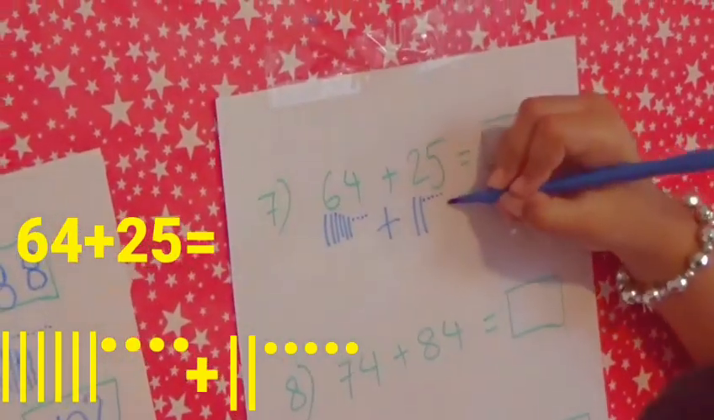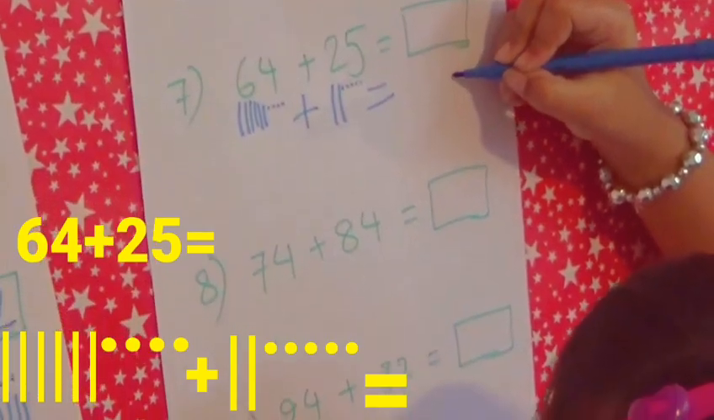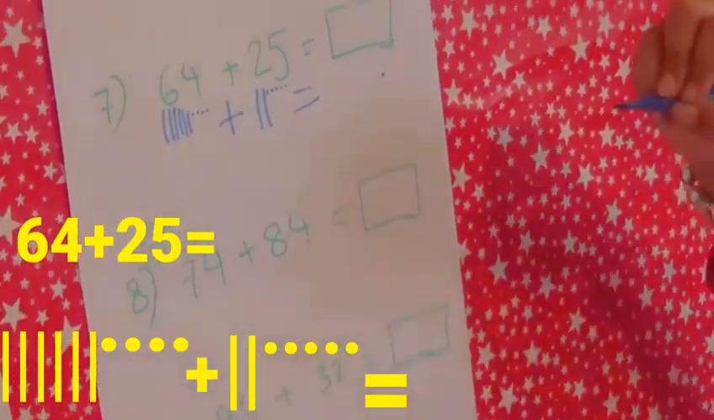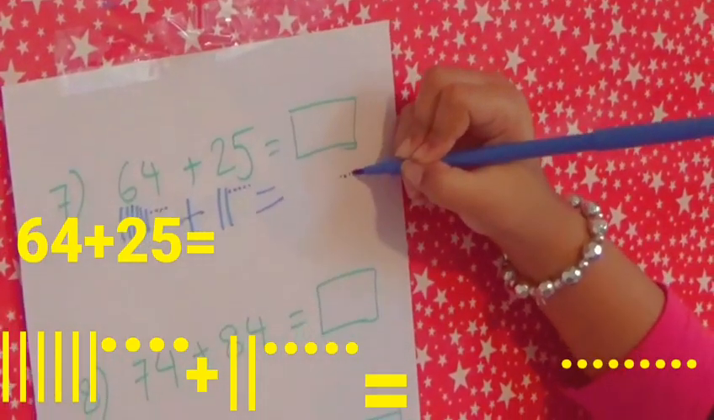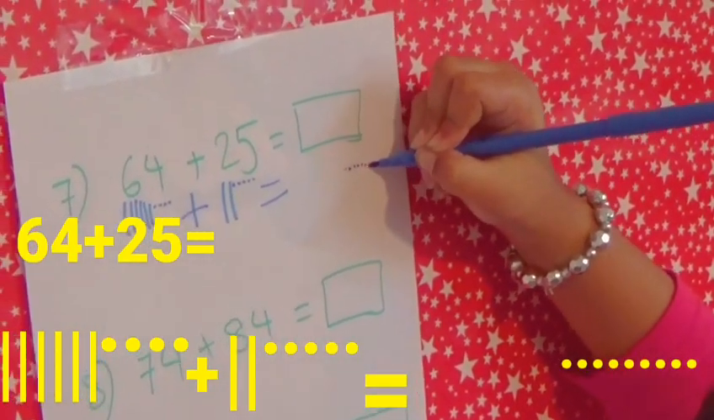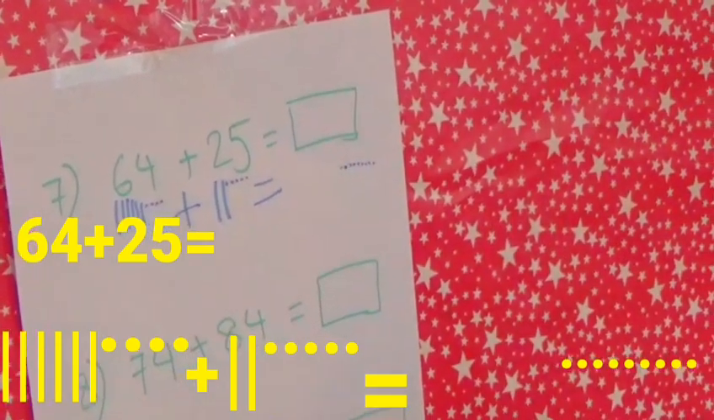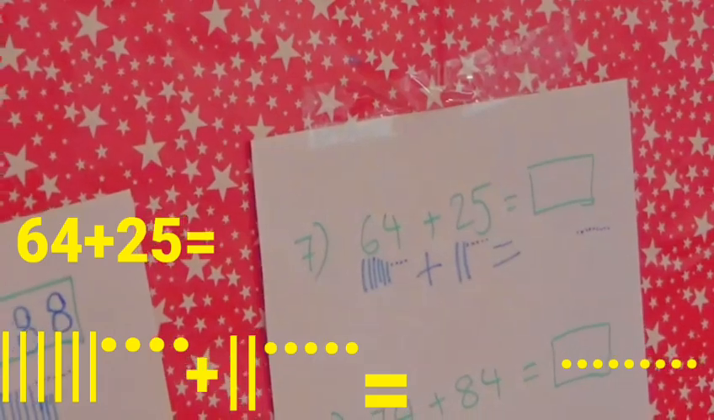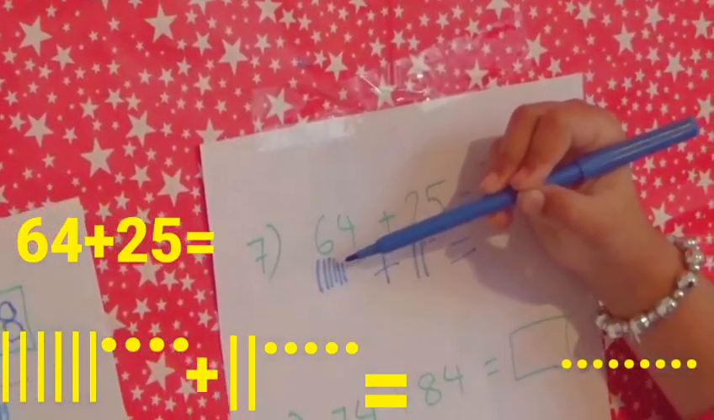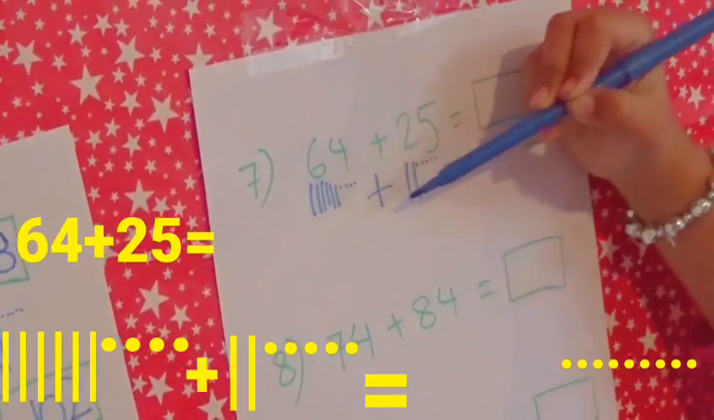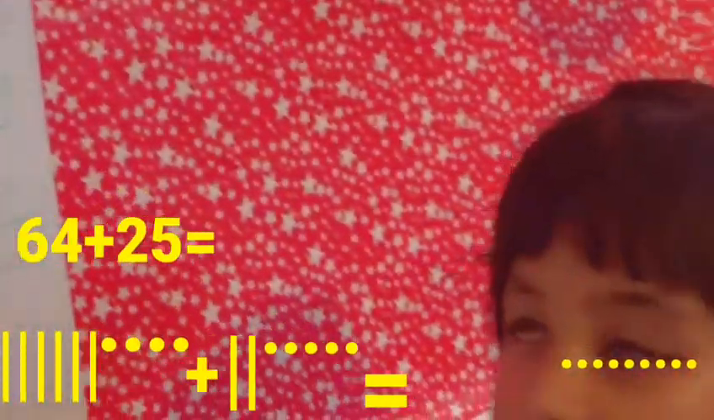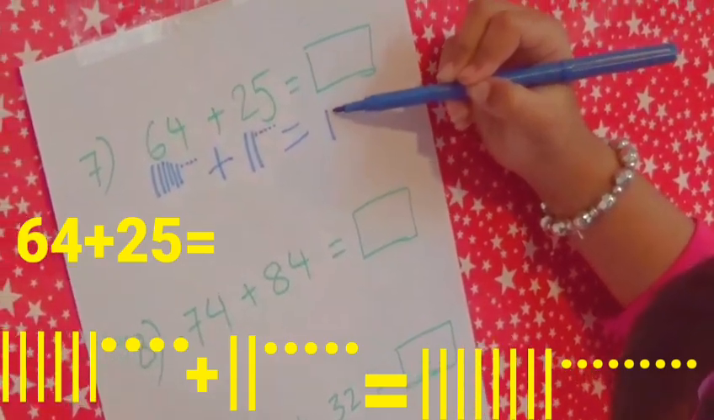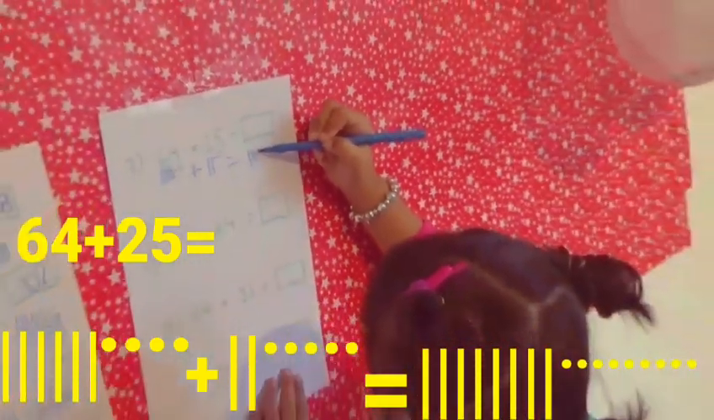1, 2, 3, 4, 5, 6, 7, 8, 9. Let's write 9 dots. Now let's count the lines. 1, 2, 3, 4, 5, 6, 7, 8. Let's write 8 lines here.